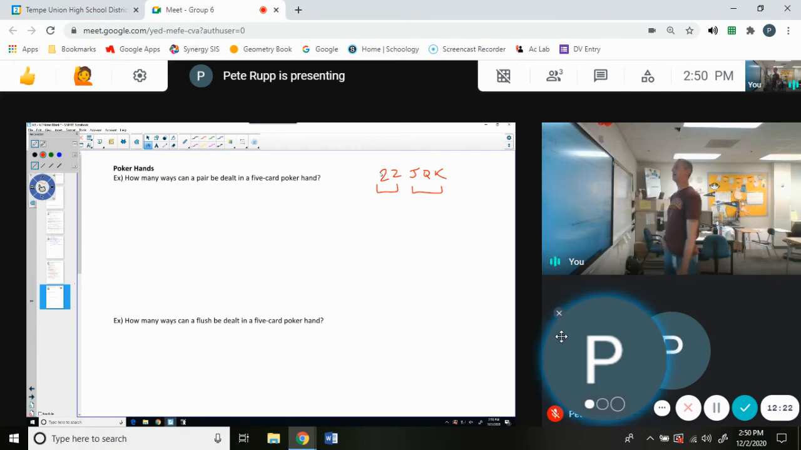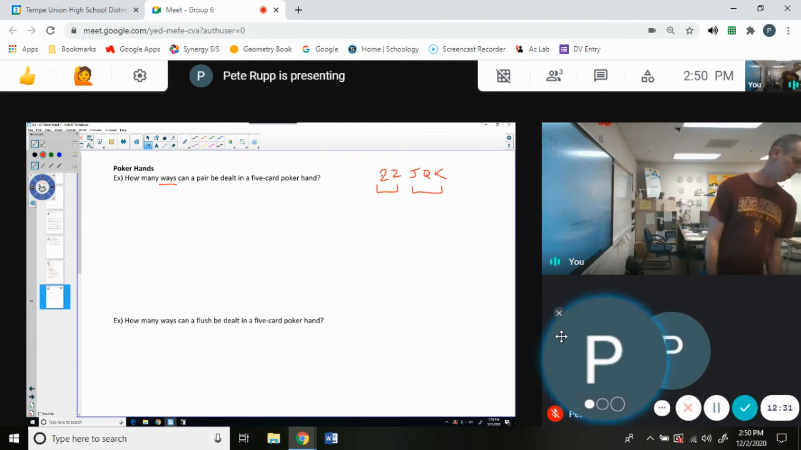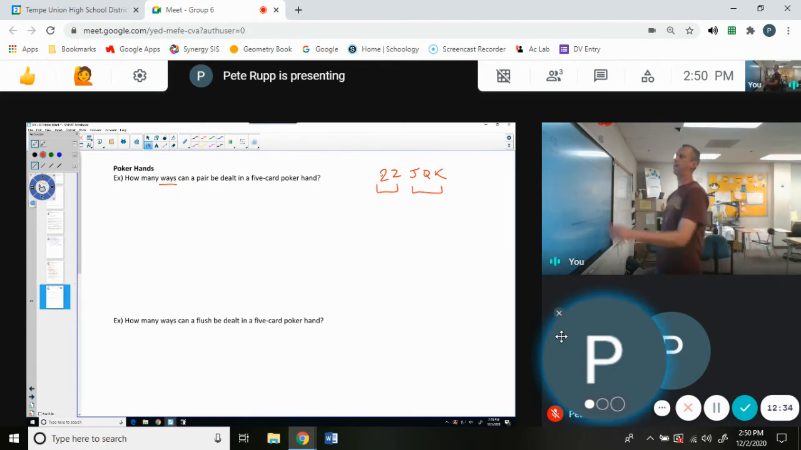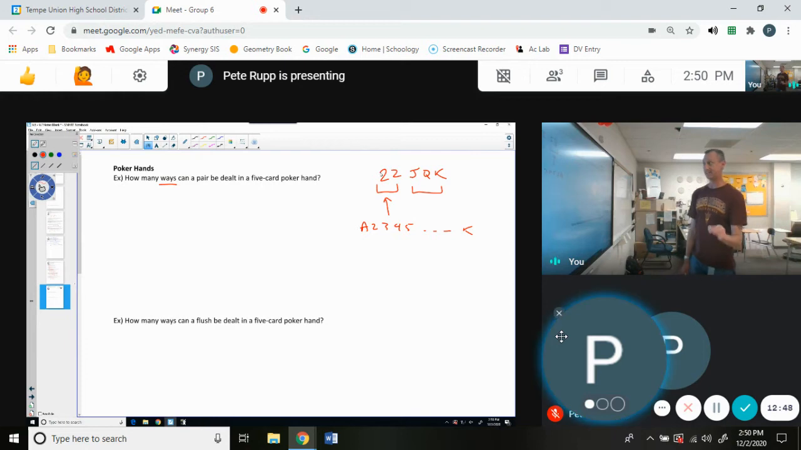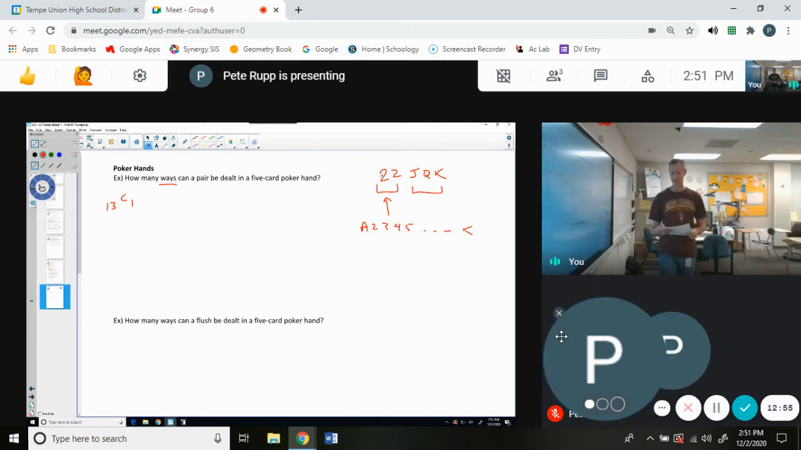And so when I want to find out how many ways that can happen, I need to account for that. So how do I account for being a pair? First of all, I need 2 of the same cards. If you think about a deck of cards, there are 13 different types. If I list them all out, it'd be ace, 2, 3, 4, 5, all the way down to king. There are 13, and I'm going to pick one of those types. So it's going to be 13 choose 1.